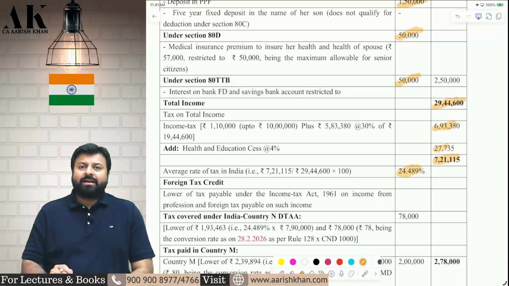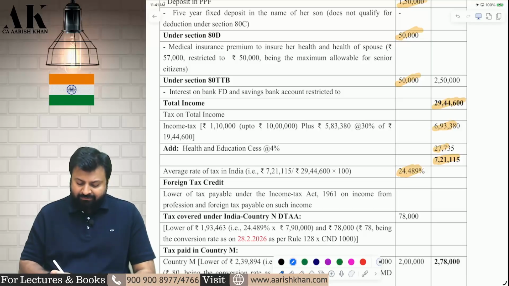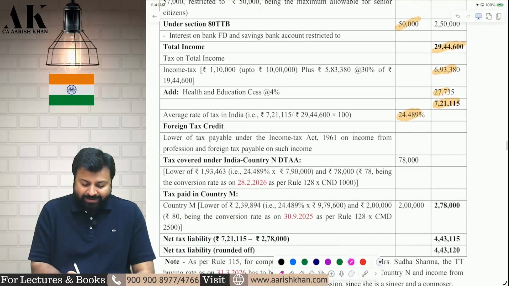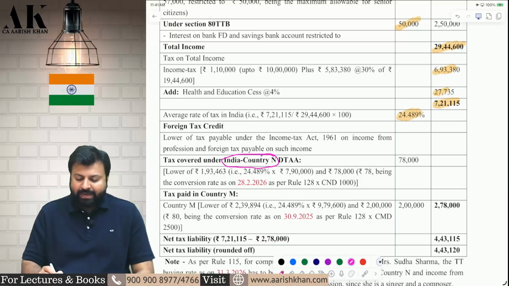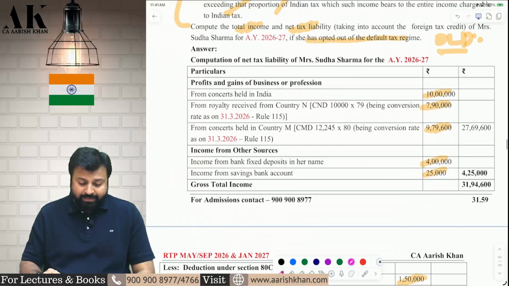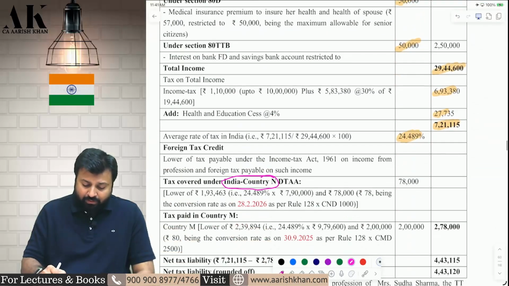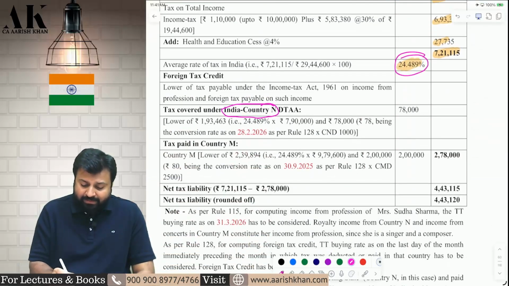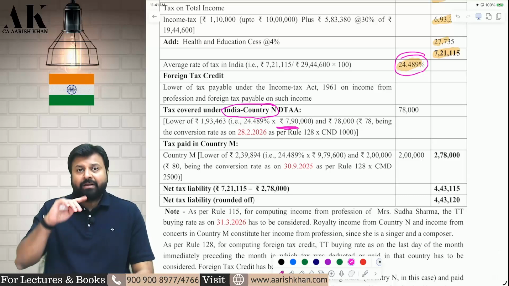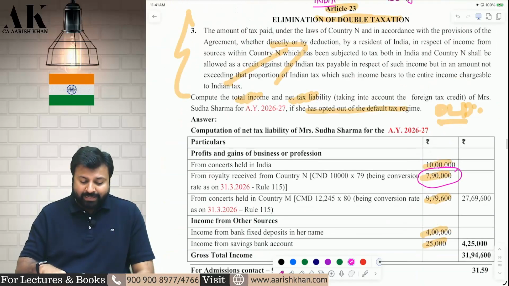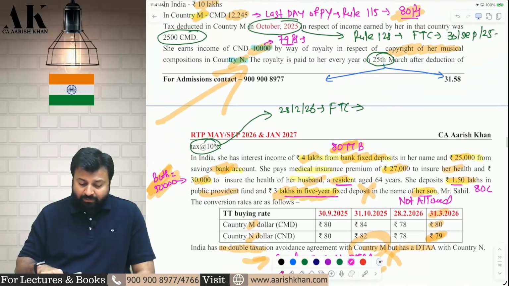Now I will compare this average rate in India with the average rate in the foreign country and I will give the FTC. Now I will go country by country. In case of India and country N, what is the doubly taxed income? In case of India and country N, the doubly taxed income is 7,90,000. Therefore, 7,90,000 into India's average rate. This is one tax. Compare with the tax paid in country N. What is the tax paid in country N? Whichever is lower, that will be allowed as deduction.